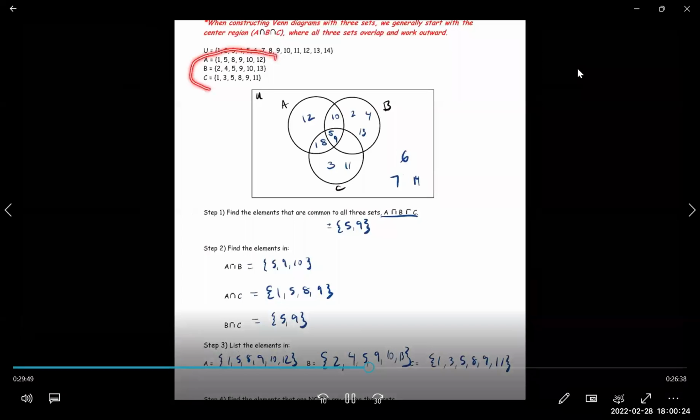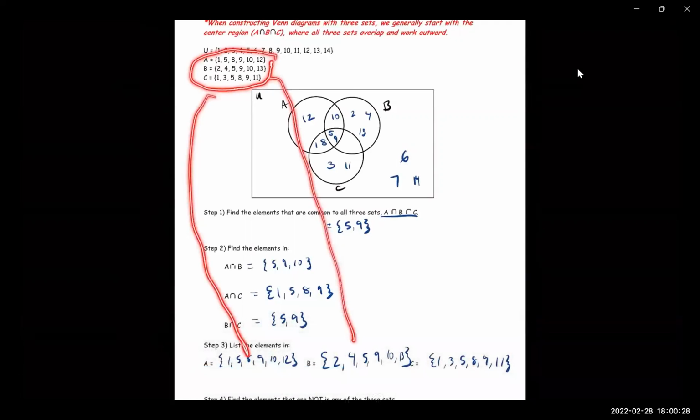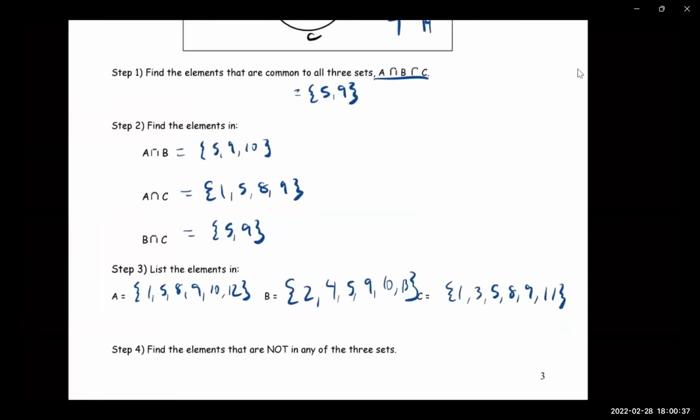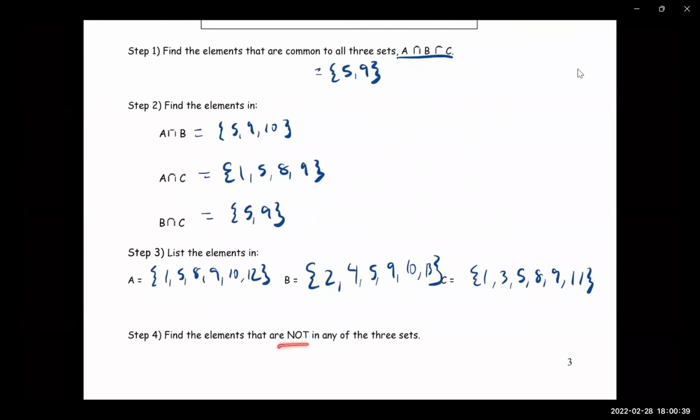Notice that they have the sets A, B, and C right here. So all you have to do is just copy those down again. That's okay. We did it there by looking at the Venn diagram, but you can do it either way. And then the final step says find the elements that are not in any of the 3 sets.